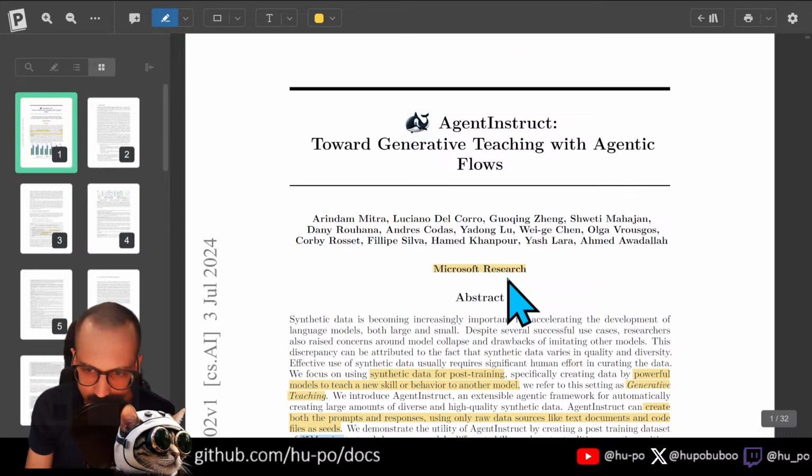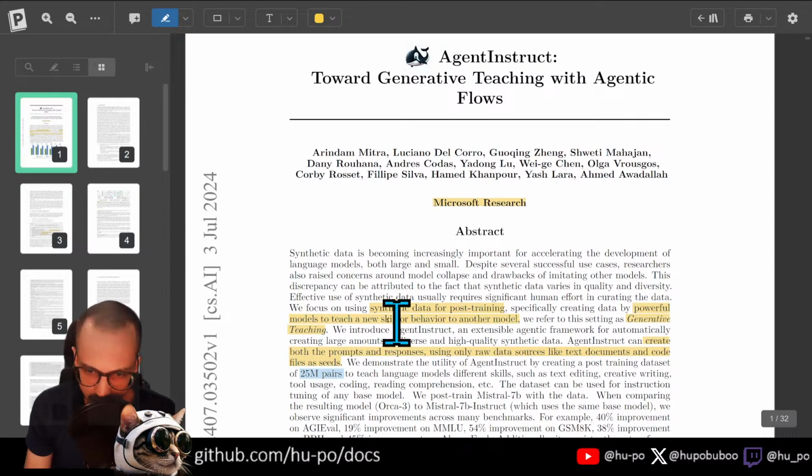Okay, but this paper from Microsoft Research here is about synthetic data for post-training, using a powerful model to teach new skills or behaviors to another model, which they're calling generative teaching. So this creates both the prompts and the responses using only raw data sources like text documents and code files as seeds. And they create over 25 million pairs.